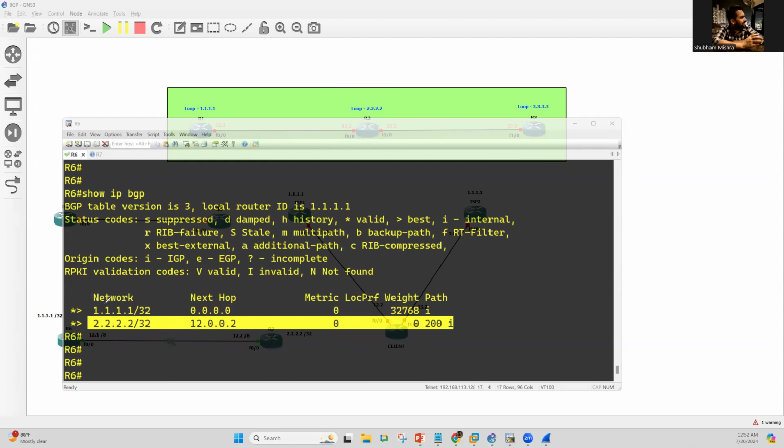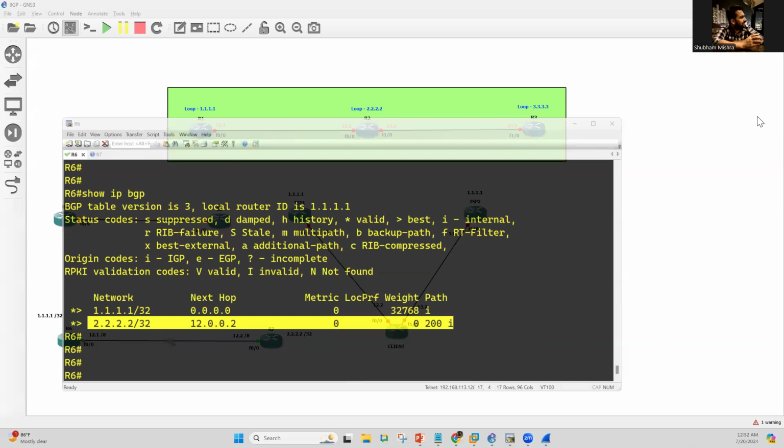One is advertised by the router itself. That's the reason the next hop is 0.0.0.0. So 1.1.1.1 is the prefix advertised by R6 itself. And 2.2.2.2 is the prefix R6 received from its neighbor 12.2. Are you getting my point? Yes or no?